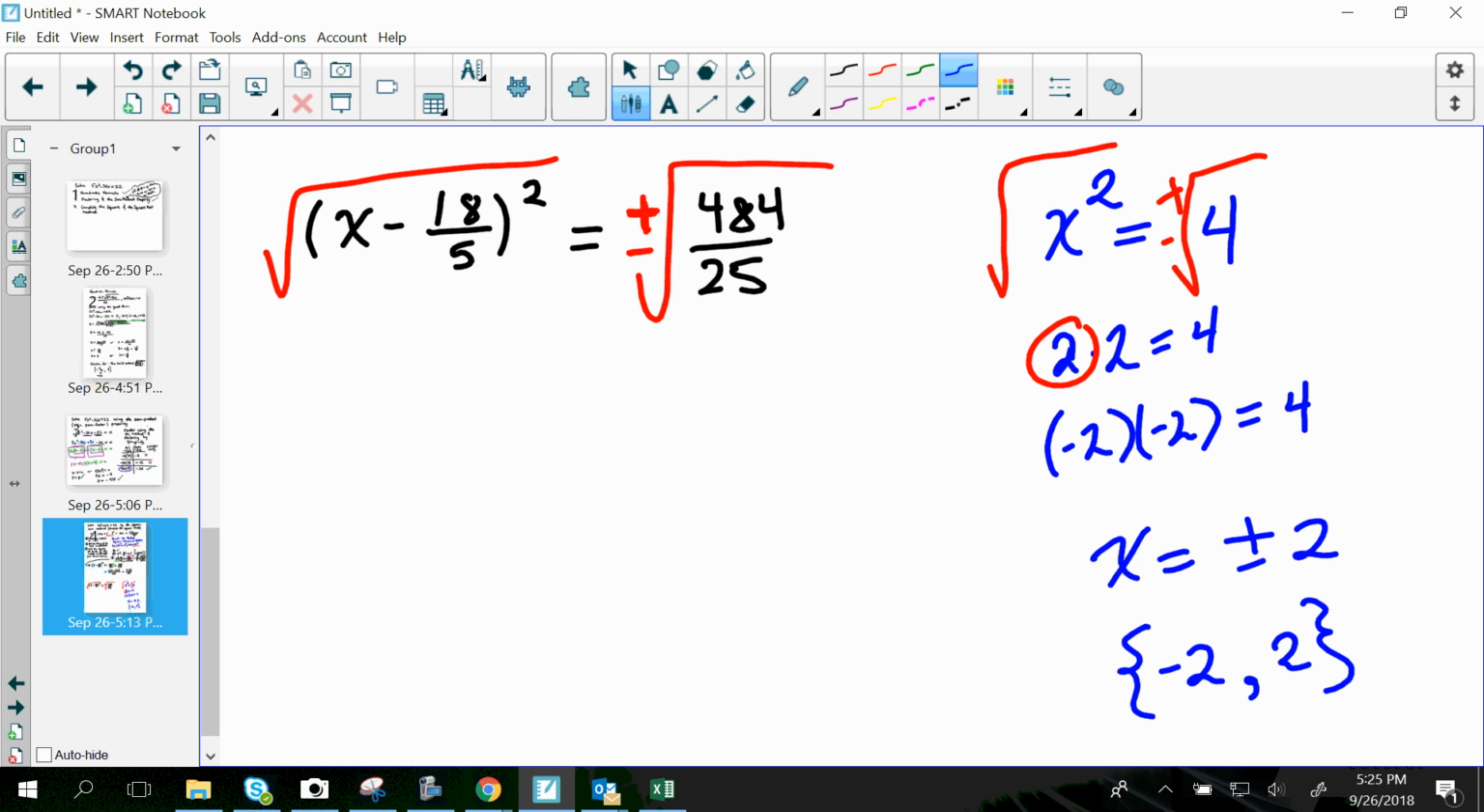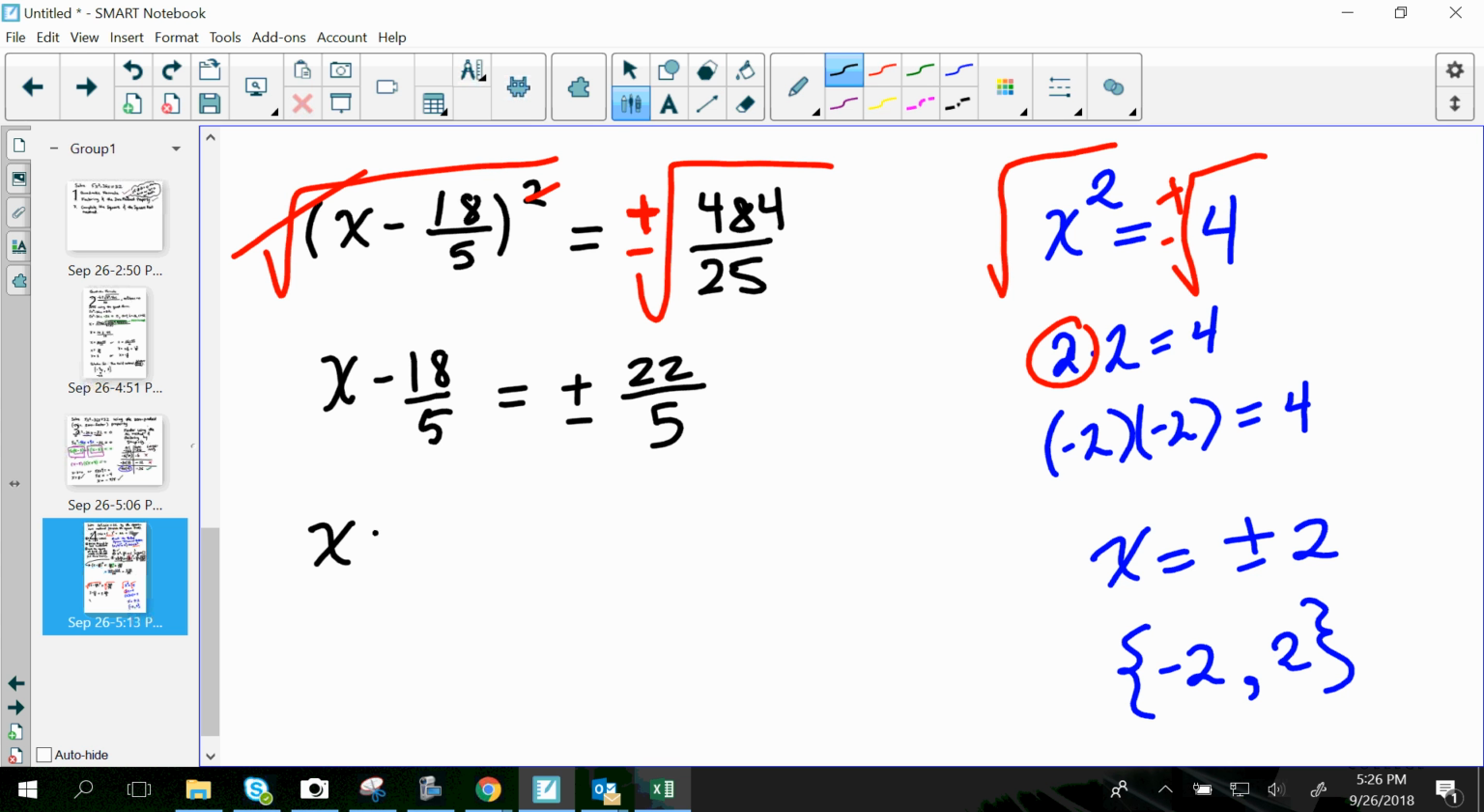Okay, so that's just a side note to help you remember why it is that we have to put that plus minus there. So then we have x minus 18 over 5. The power of 2 got canceled right here with the square root. And this is plus or minus 22 over 5.